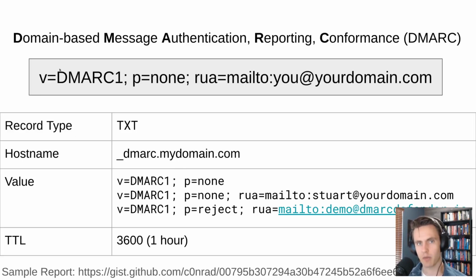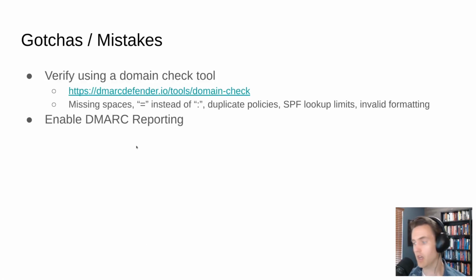So if you want to set up a DMARC record, basically just copy the records that we saw on the previous screen. This time it's going to be a TXT record, not a CNAME. It's going to be _dmarc and then your domain, and then the value depending on which one you choose to go with. And that's pretty much it.